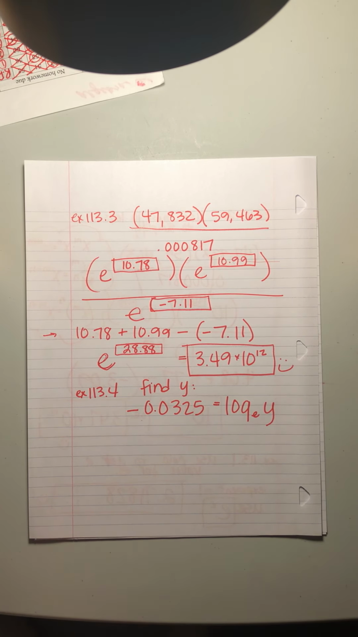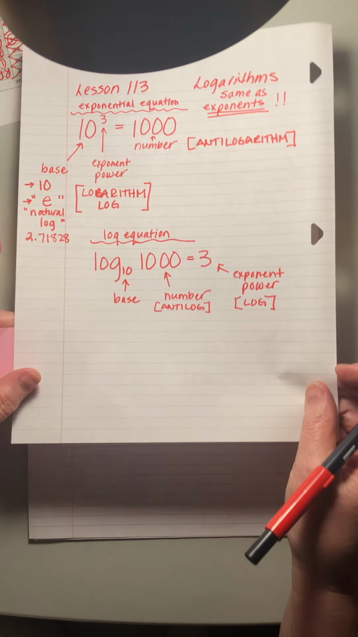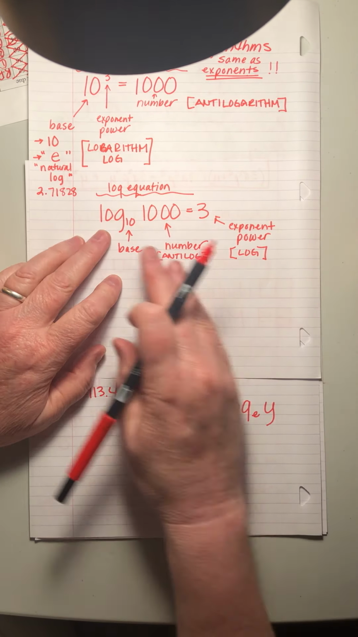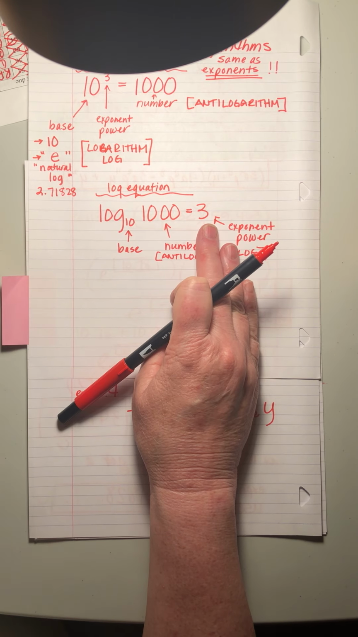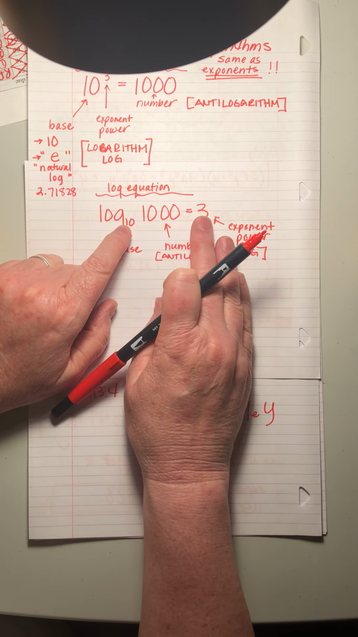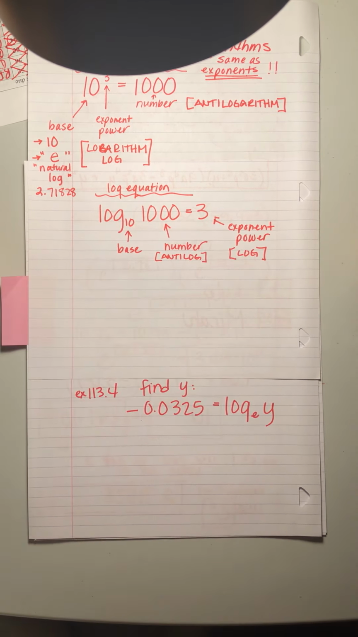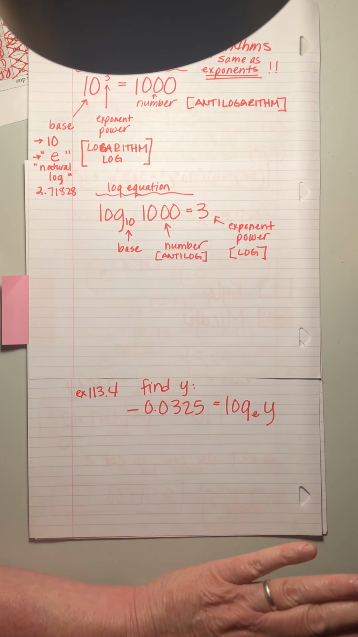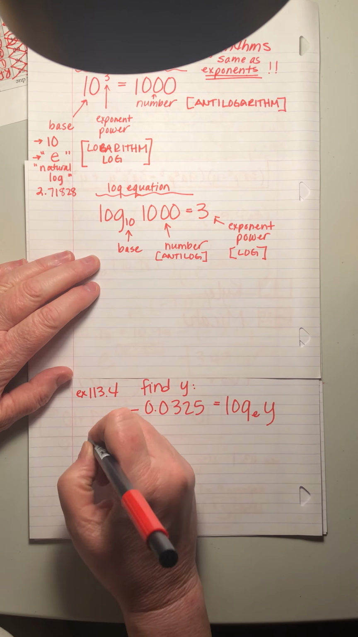It looks confusing, and that's when we need to pull back to our basic plan here and go, okay, this is how a log equation works, right? That's the base, that's the number, and that's the exponent or log. Okay, that's what this is. It's just written in the opposite order. Let me rewrite it just to help you see it.